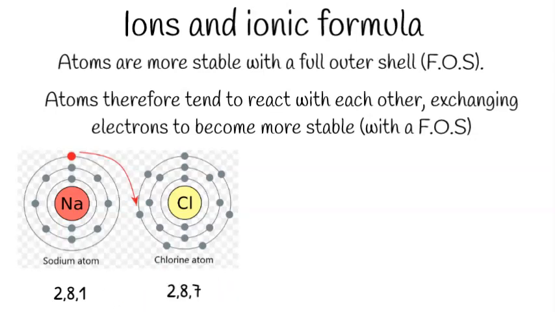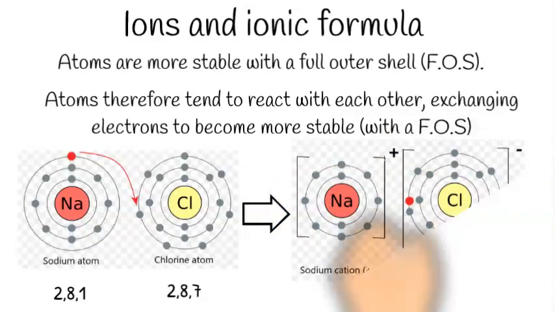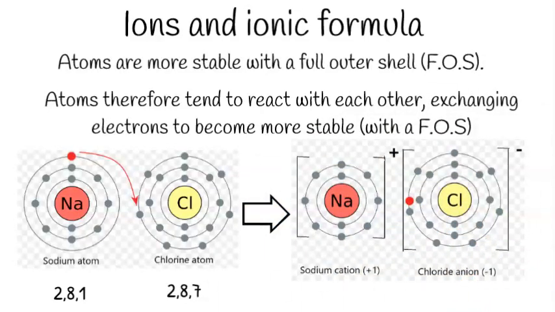The sodium is more stable when it loses that one electron, and it does this by giving it to the chlorine atom, which is more stable when it gains the one electron. This produces a chloride anion with electron configuration 2,8,8 with an extra electron, and a sodium cation with electron configuration 2,8, having lost that one electron. You can see the electron that is moved in red, moving from the sodium atom on the left to the chloride on the right.